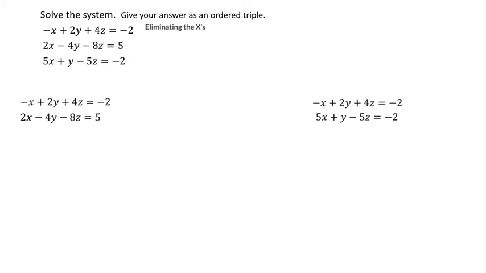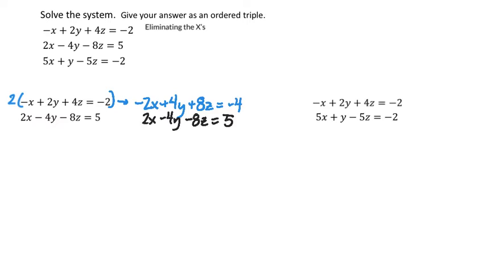So let's start with this set on the left. Okay, so I'm gonna take this equation, I'm gonna multiply it by 2 so that the coefficients of x will be opposites, right? So that's gonna give me negative 2x plus 4y plus 8z, and that will equal negative 4. Okay, then we got the other equation. And now I'm ready to add these two together.